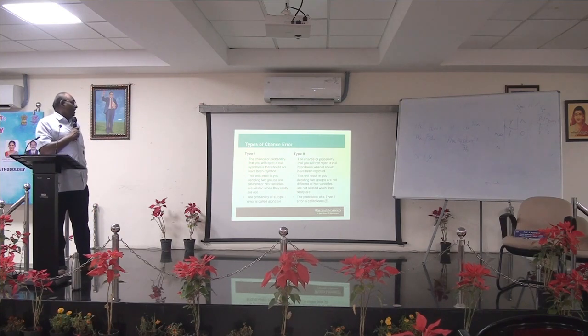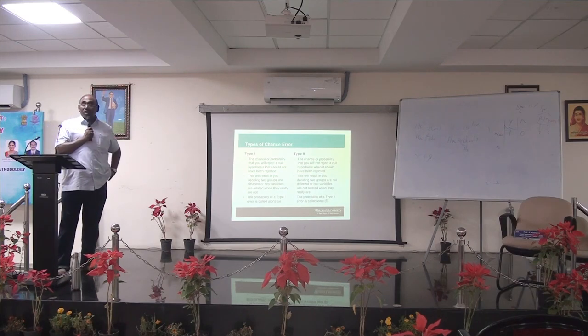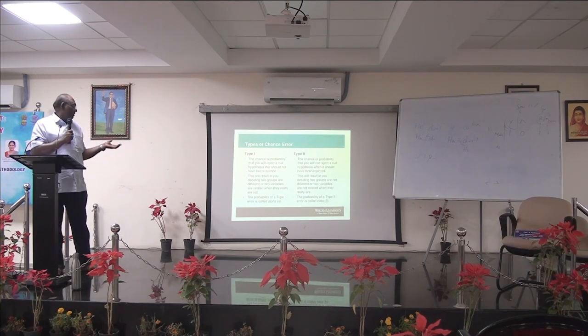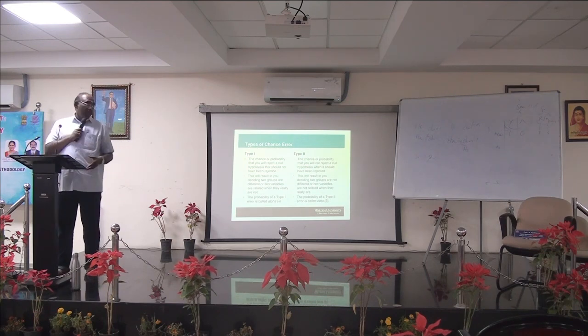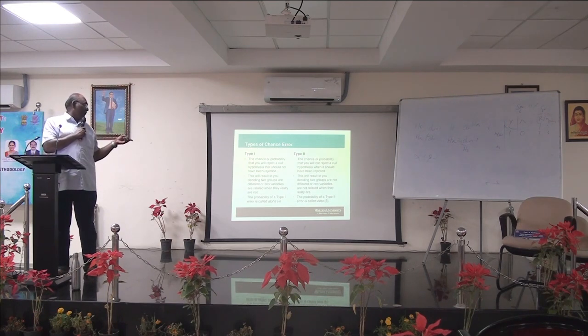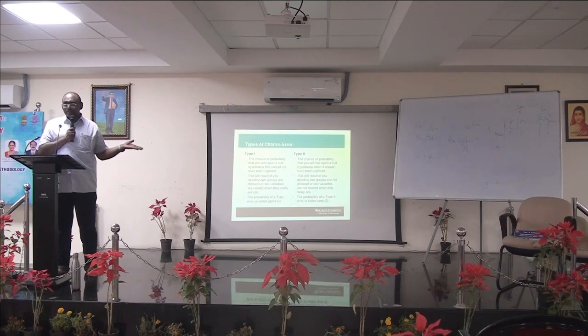Type 1 error is the chance or probability that you will reject a null hypothesis that should not be rejected. Just now I told, this will result in you deciding two groups are different or two variables are related when they are really not. The probability of a type 1 error is called alpha error.